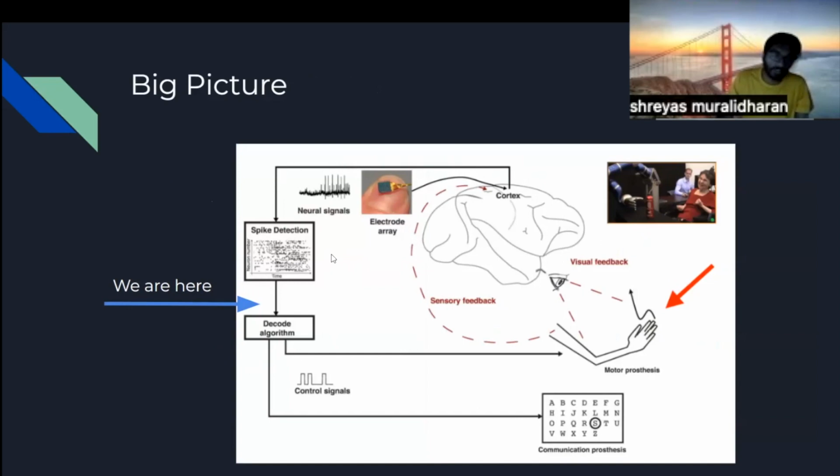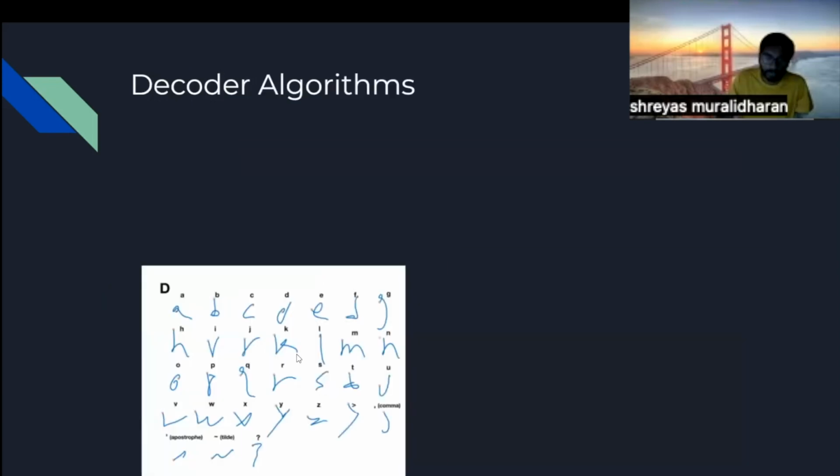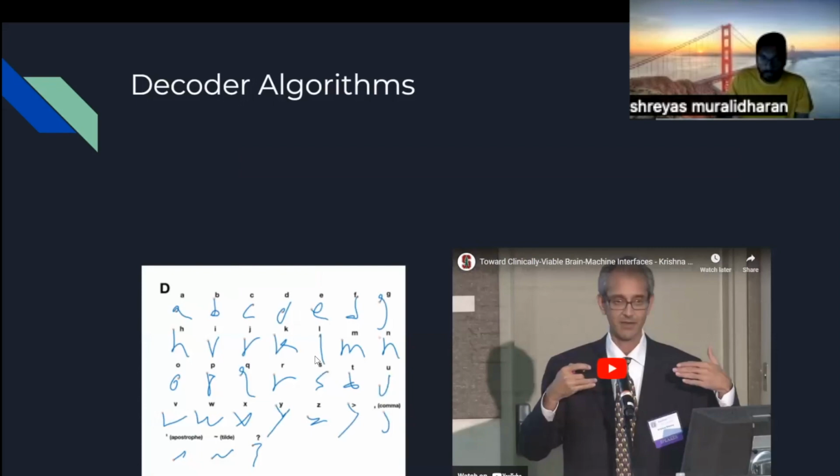So far, I've said that we've detected the spikes using some signal processing methods, simply saying when the spike goes above or below this threshold. And now we want to use a decode algorithm, and we want to decide this. Okay, so there are many different types of decoder algorithms.